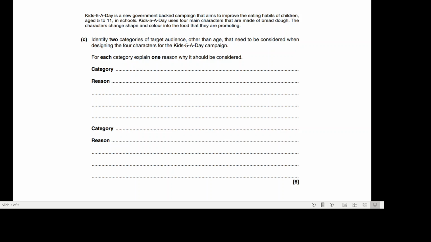So what you're going to do is give a category and then give a couple of reasons for it. So you'll get a mark for the category and then a couple of marks for the reasons you give. It's worth 6 marks. If you haven't yet attempted the question, you can pause it now, and then we'll go through the answers.